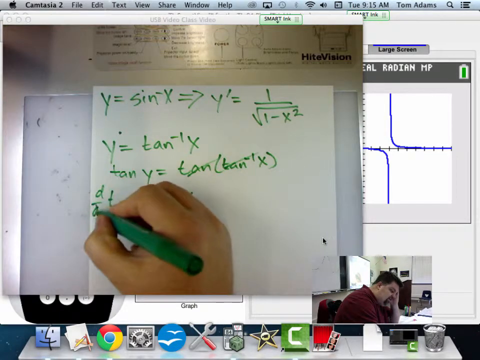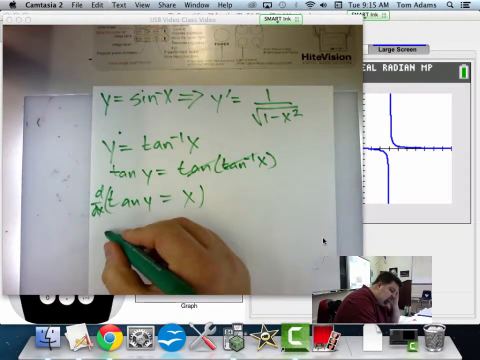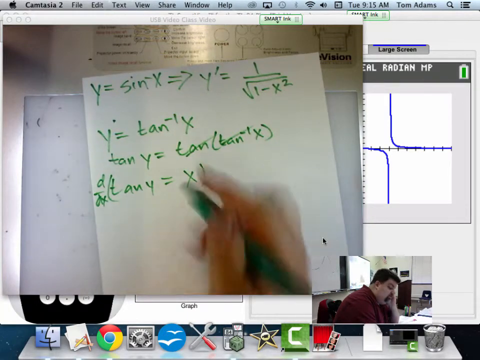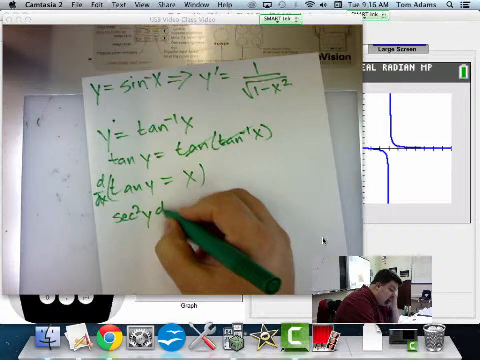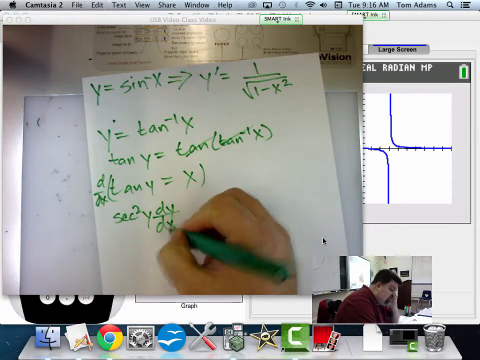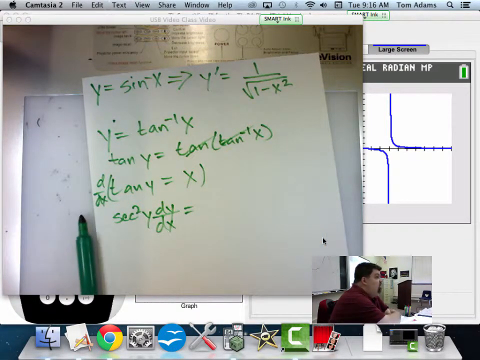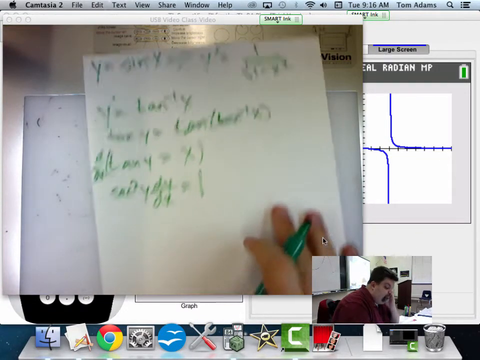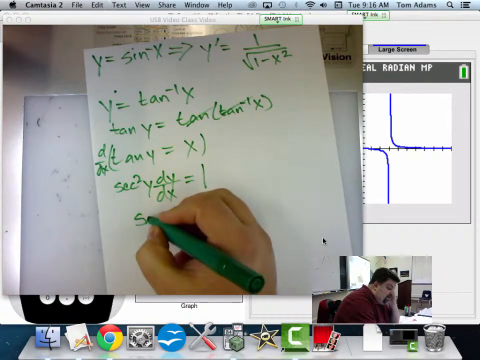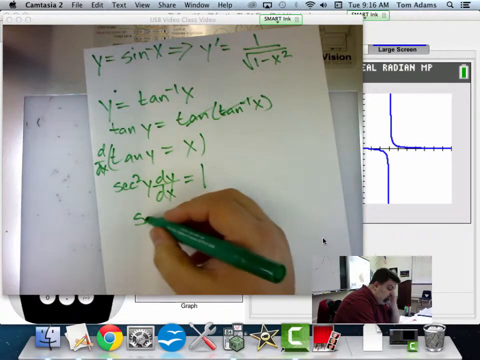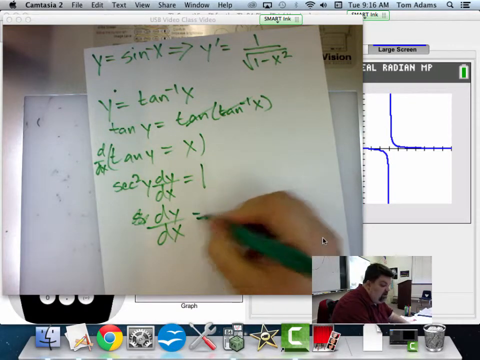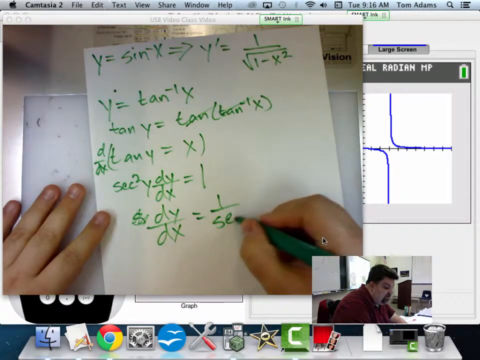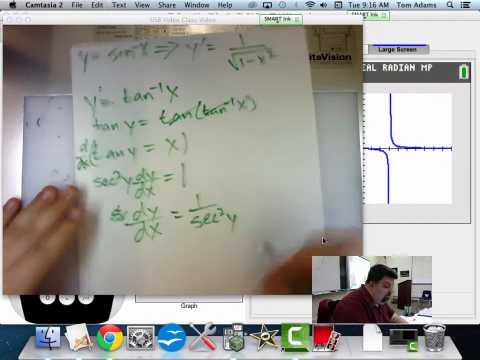Differentiate both sides of the equation. Now what's the derivative of tangent? Secant squared. Secant squared of y, and then because we're deriving this implicitly, we tack on dy dx whenever we take the derivative of the variable y. And this just becomes 1. So now, when we solve, we get dy dx is equal to 1 over secant of y squared.